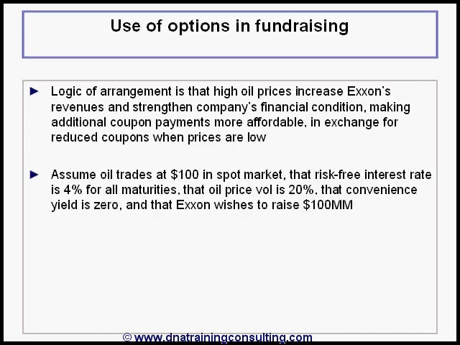We assume oil is trading at 100 per barrel in the spot market, that the risk-free interest rate is 4% for all maturities, that oil price volatility is 20% annualized, and that the convenience yield is 0 to keep matters simple. Finally, we assume Exxon wishes to raise $100 million.